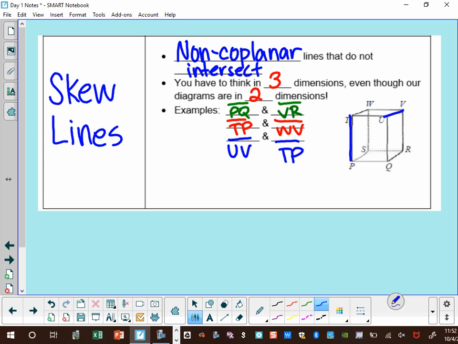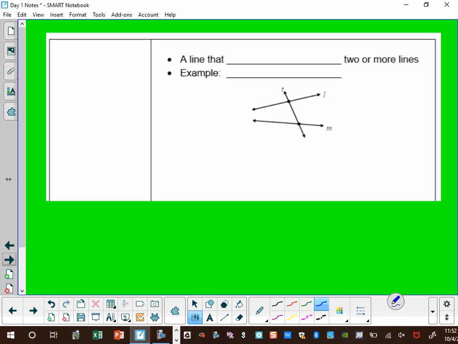So skew lines are not parallel, they're not perpendicular. You guys wrote that down? All right. A transversal.